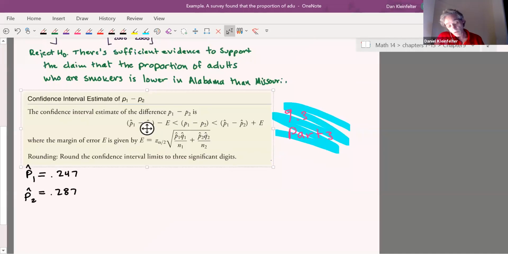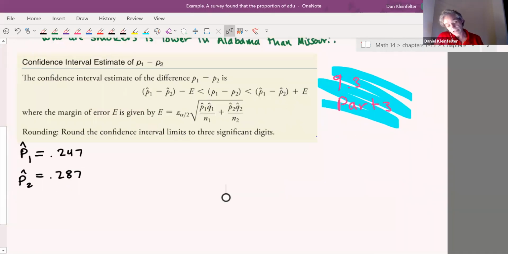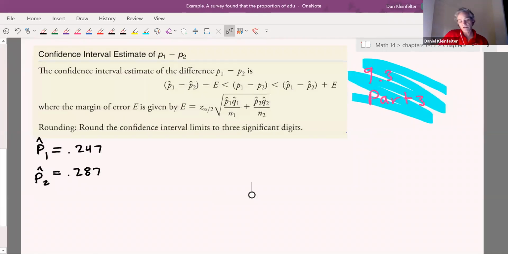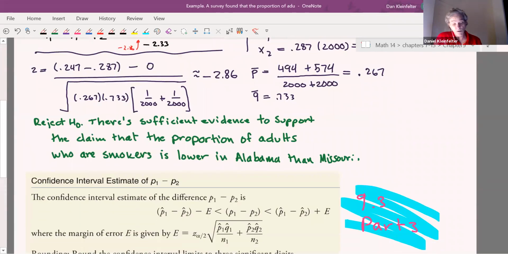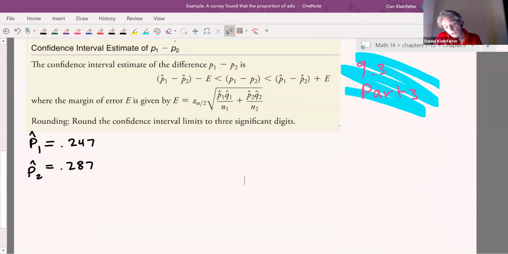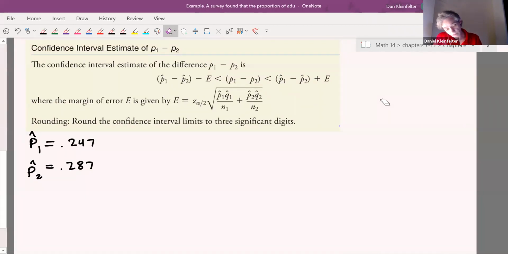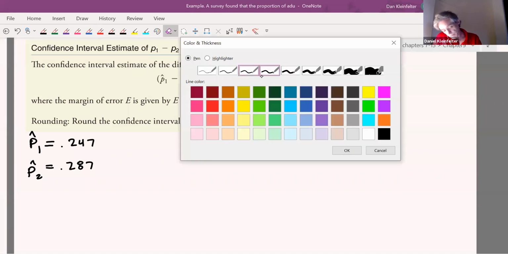And so what I wanted to do next was use that same story to give us another example of a confidence interval estimate. For this one, we want a confidence interval estimate of the difference between the two population proportions. The ingredients we're going to need for this are the Z alpha over 2, the P1 hat and P2 hat, and then N1 and N2, which are our two sample sizes. The two sample sizes were both 2,000. Okay, so let's go ahead and get started with this then.